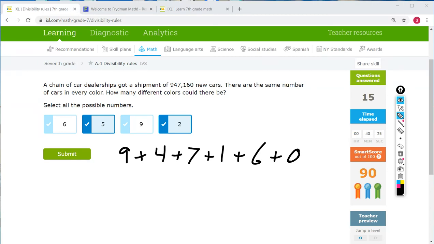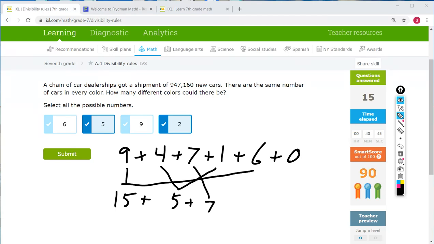And let's see here. Okay, so 9 plus 6 is going to give me 15. And 4 plus 1 is going to give me 5. And then I have plus 7 also. And I don't have to worry about the 0. Now 15 plus 5, that's easy, that's 20. So I'm going to get 27 here. Now 9 does go into 27. And therefore 9 would also go into this number according to the rule that's on the reference page.